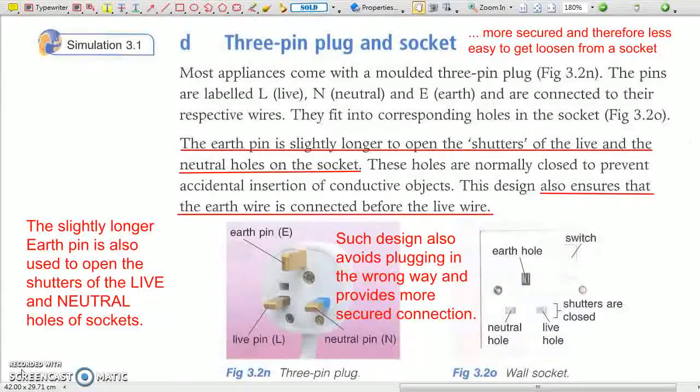The 3-pin design also avoids plugging in the wrong direction and also provides a more secure connection, so that the plug does not get loosened too easily, as compared with the 2-pin plug in the old days.